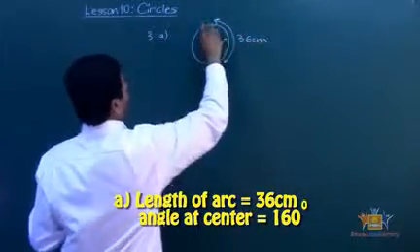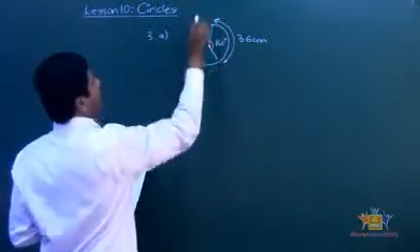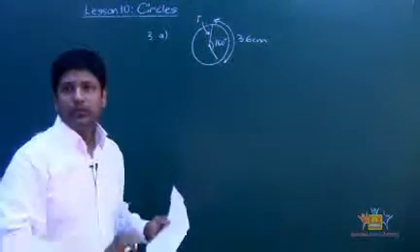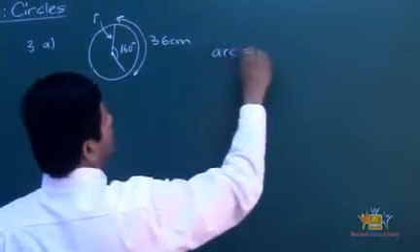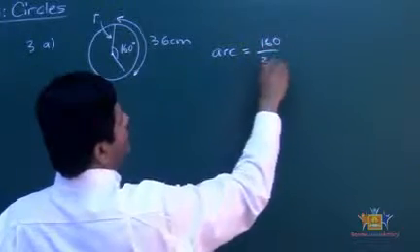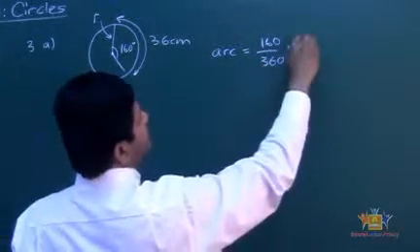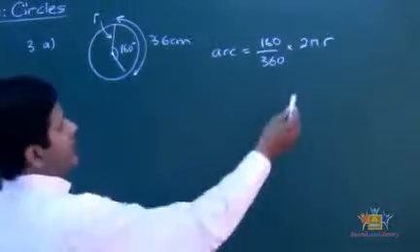And I want to find the radius. That's the one I'm looking for. I'm looking for r. Alright? So let's write down the formula. The formula is: the arc equals 160 over 360 times 2 pi r. See that? And this is what we're looking for.